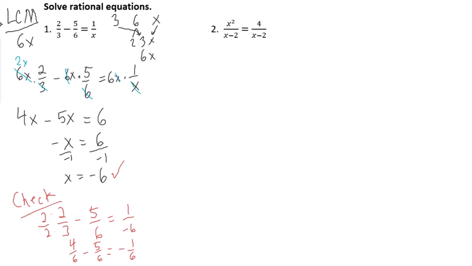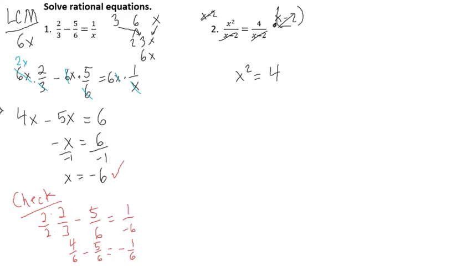All right, let's look at our next example. Both of these are x minus 2. So that makes this one very simple when we multiply both sides by x minus 2. When we multiply by this x minus 2, that cancels and that cancels. And so then we get x squared equals 4.